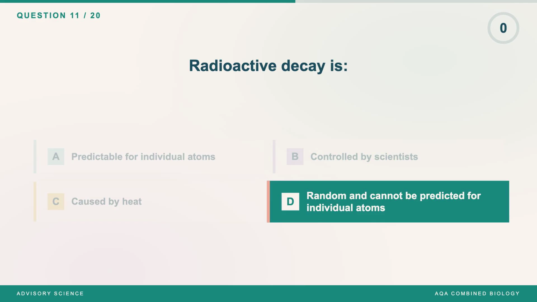The answer is D, random and cannot be predicted for individual atoms. We cannot predict when a specific atom will decay, but we can predict the behavior of large numbers.